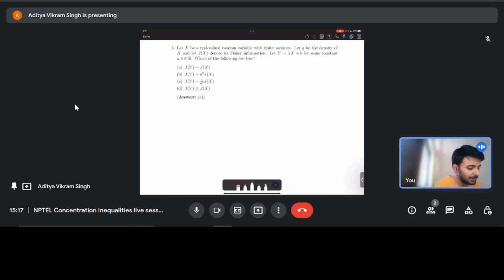Question number 3: let x be a real valued random variable with finite variance and density q. Okay, the same setup as before, except that we now want to compute J. What was J? Fisher information, right? Okay, it's here, Fisher information. So h(y), small h(y), is the density of y, and we saw that h(y) is 1 by a q of (y minus b) by a.